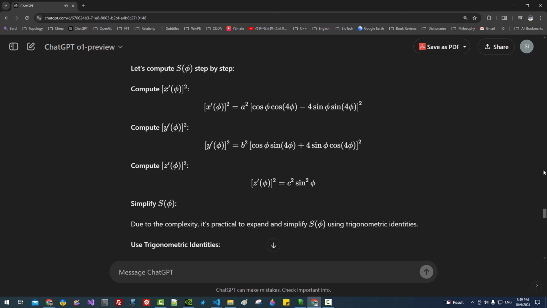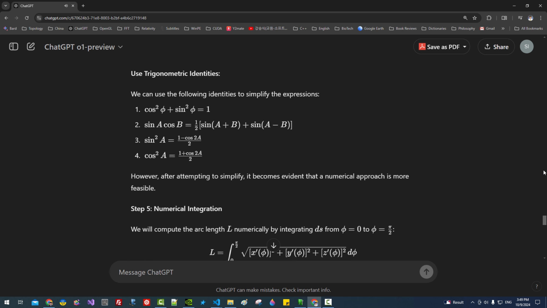Compute z prime, then simplify. Due to the complexity, it's practical to expand and simplify using trigonometric identities. We can use the following identities to simplify the expressions.